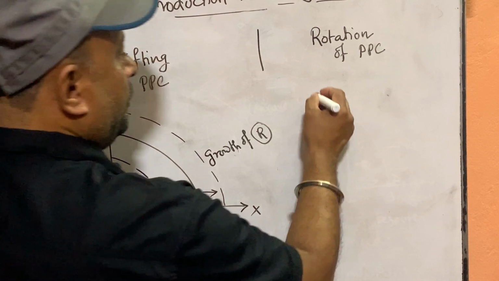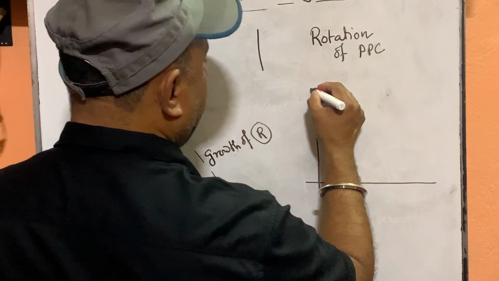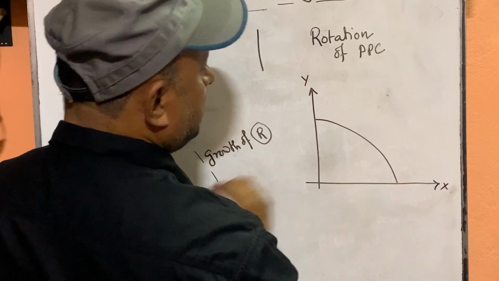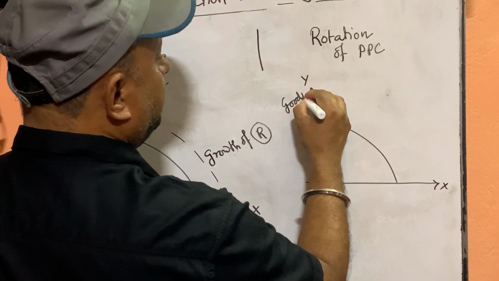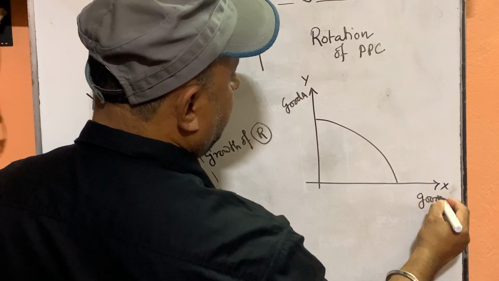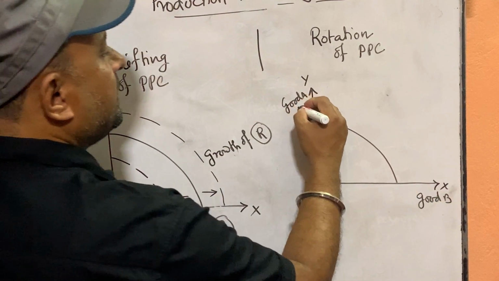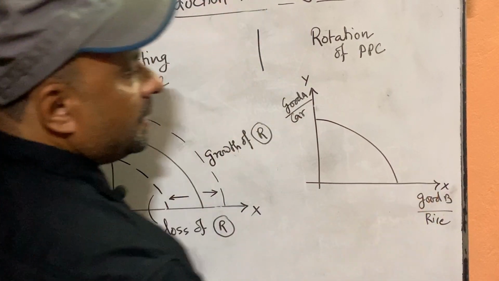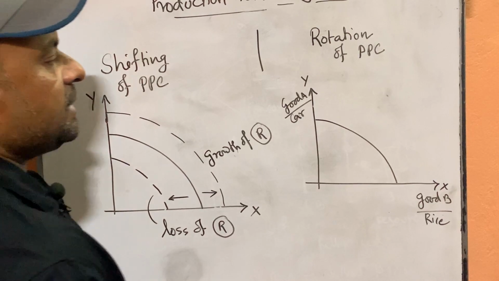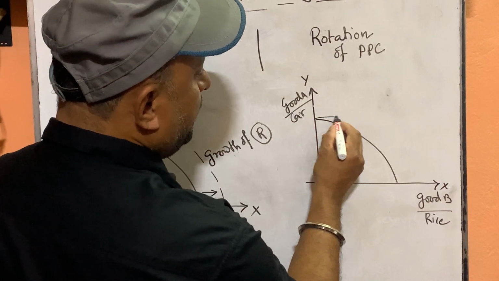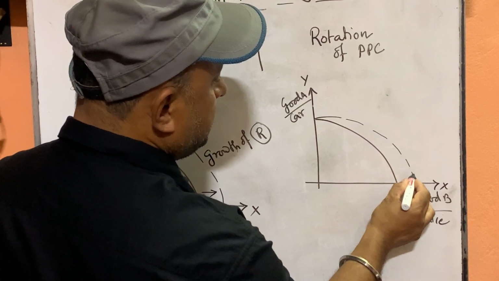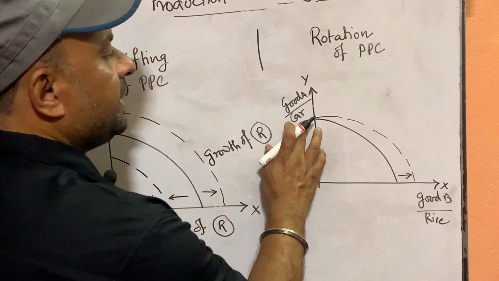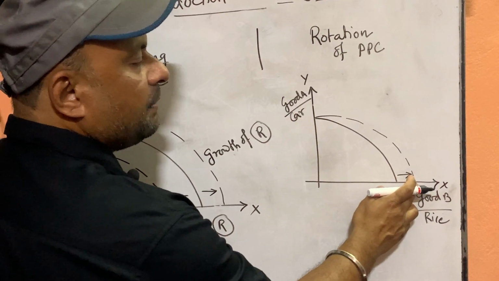Now rotation. Rotation means one side it is fixed. This is our normal PPC. Here we are producing good A, here we are producing good B. For a simple example, suppose good A is car and good B is rice or wheat. Two goods the economy is producing. So when there is rotation, suppose without changing the production of car, if we can increase the production of rice, then it is rotation of PPC. Means without hampering the production of one good, if we can increase the production of another good.